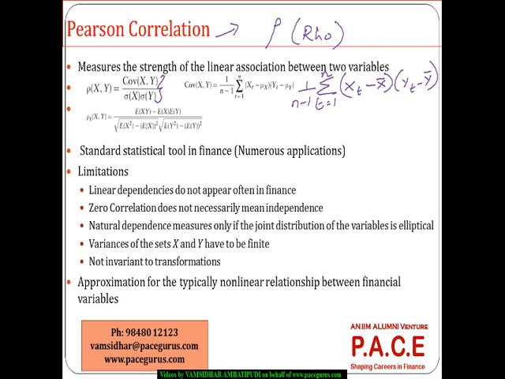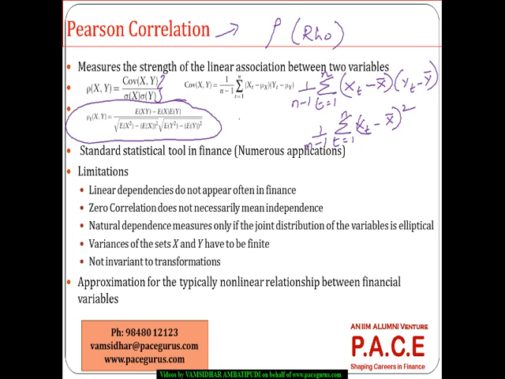So this is how I get the covariance. Similarly, if I have to get the variance also, I take each of the values, subtract the mean from it, square it, add it over all the possible values, divide it by n minus 1. So once I do it, this is what I'm going to end up with in terms of computing the correlation.